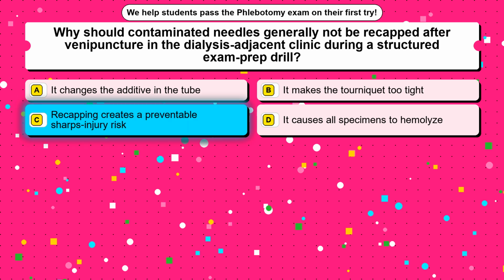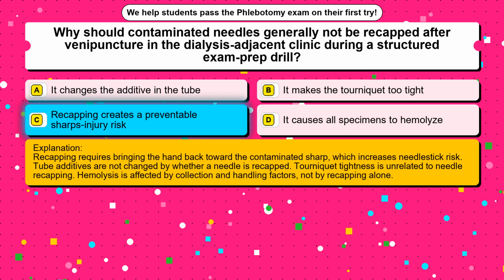The correct answer is option C. Recapping creates a preventable sharps injury risk. Recapping requires bringing the hand back toward the contaminated sharp, which increases needle stick risk. Tube additives are not changed by whether a needle is recapped. Tourniquet tightness is unrelated to needle recapping. Hemolysis is affected by collection and handling factors, not by recapping alone.